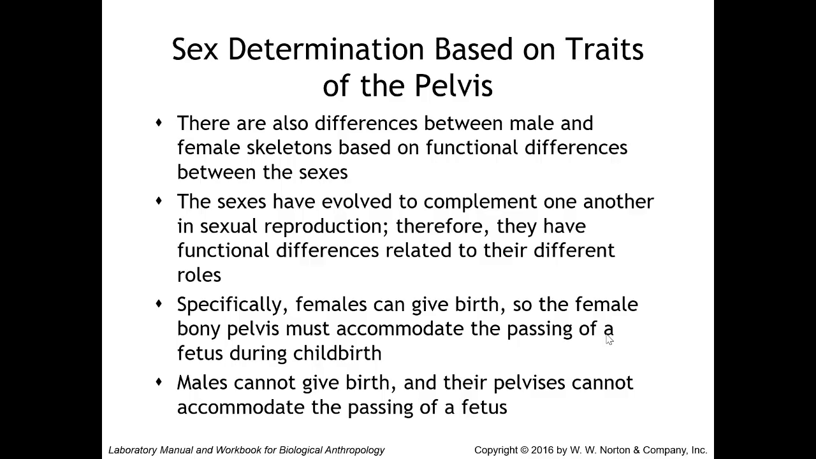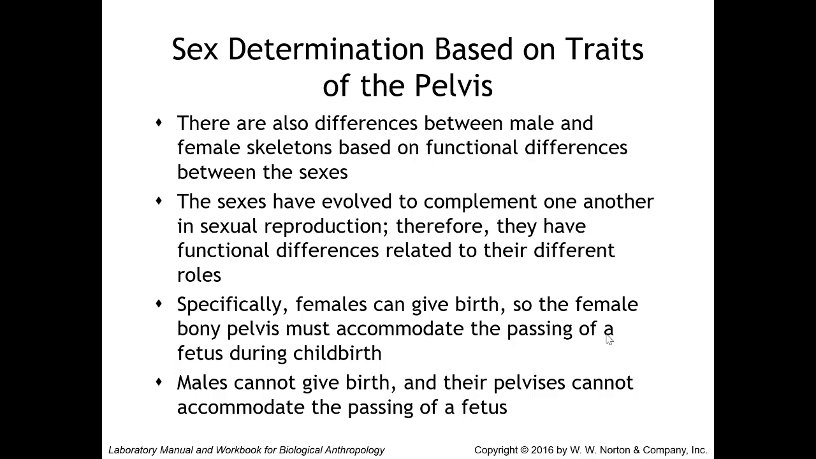Now we're going to look at the pelvis. So there are differences between male and female skeletons based on functional differences between the sexes. So the sexes have evolved to complement one another in sexual reproduction. Therefore, they have functional differences related to their different roles. Specifically, females can give birth. So the female bony pelvis must then accommodate the passing of a fetus during childbirth. Males cannot give birth, and then their pelvises cannot accommodate the passing of a fetus.